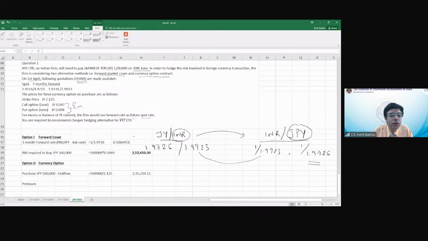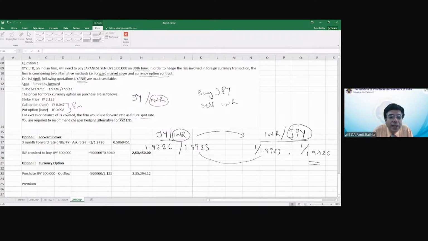Okay. Now, this currency is mentioned over here as Japanese yen 2.125 for what? For INR. Am I right? Yes, sir. Now, what is your base currency? INR. Do you want to buy INR or sell INR? Sell INR, sir. Buy Japanese yen. Am I right? Yes. You want to buy Japanese yen. That means you want to sell INR.